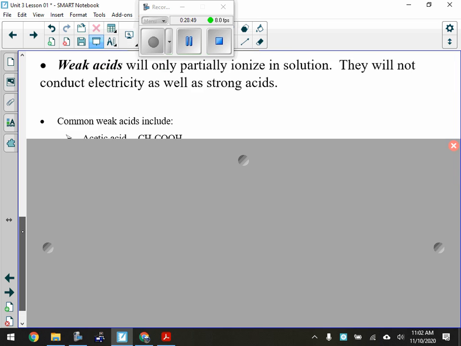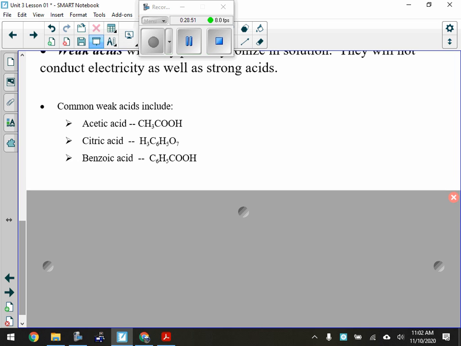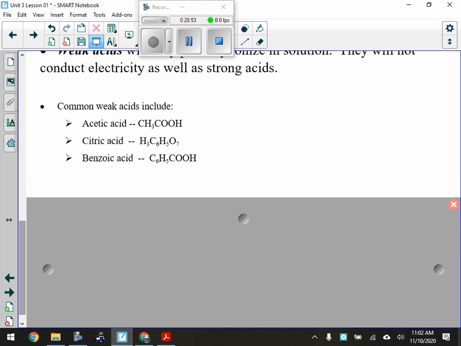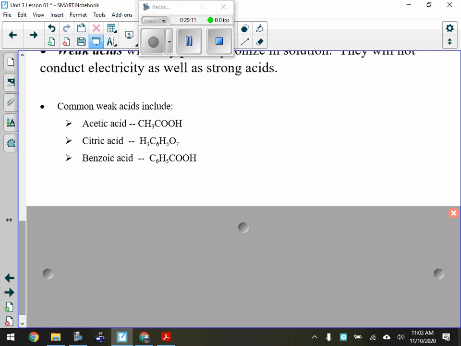Good. Here are some common weak acids. You don't have to memorize these or anything like that. By the way, listen, there's only 6 strong acids. Only 6 in the entire world. Everything else is weak. So if you know the 6 strong, then you know all the weak ones because everything else is weak. So here's what this looks like.